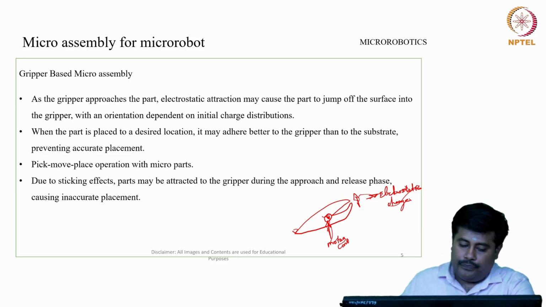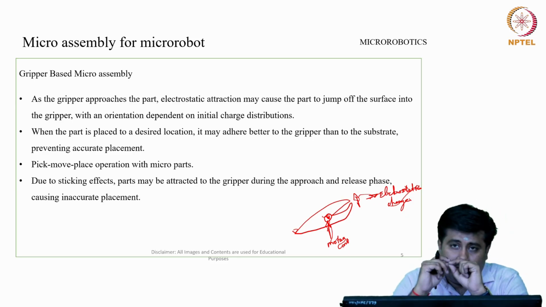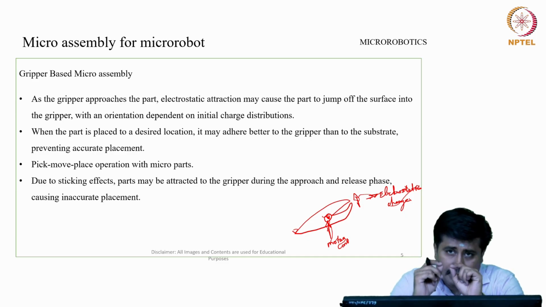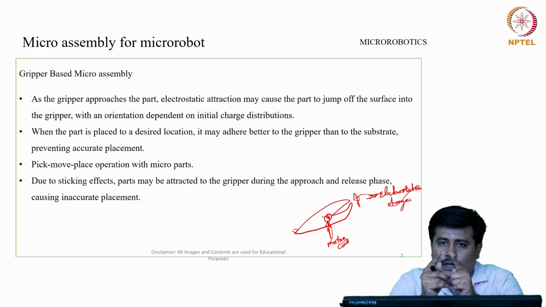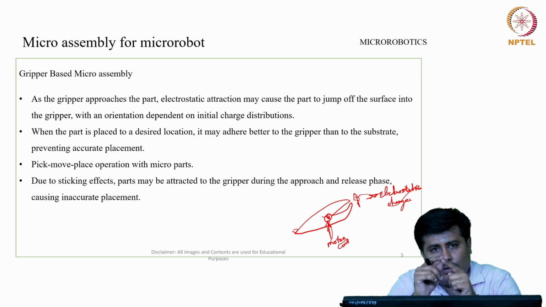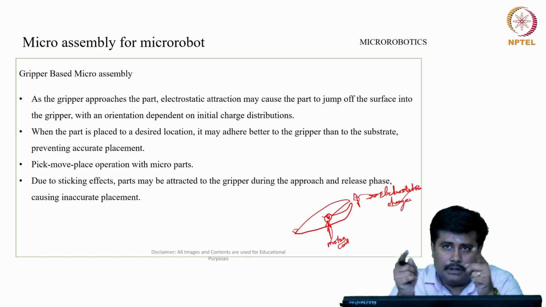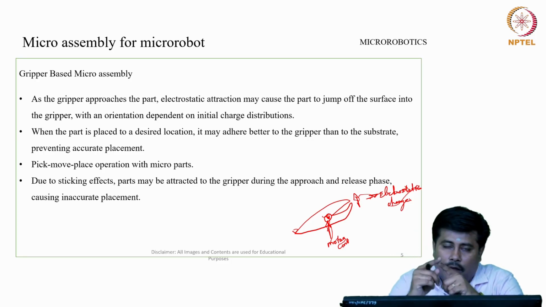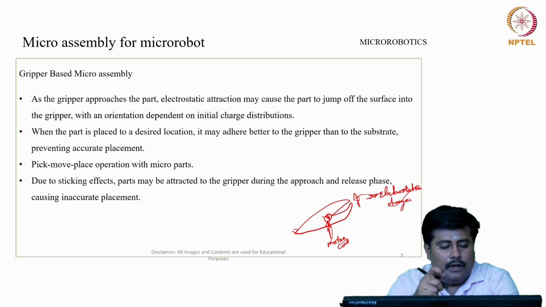Okay, so what happens is, as and when we go for a finer size of the structure, these particles will try to leverage a certain amount of adhesion or a certain amount of repulsion, and appropriately we can observe a variation. These are called gripper based microassembly.